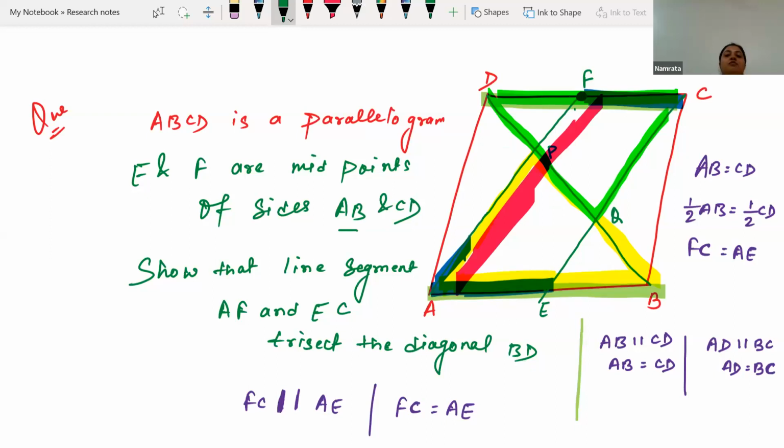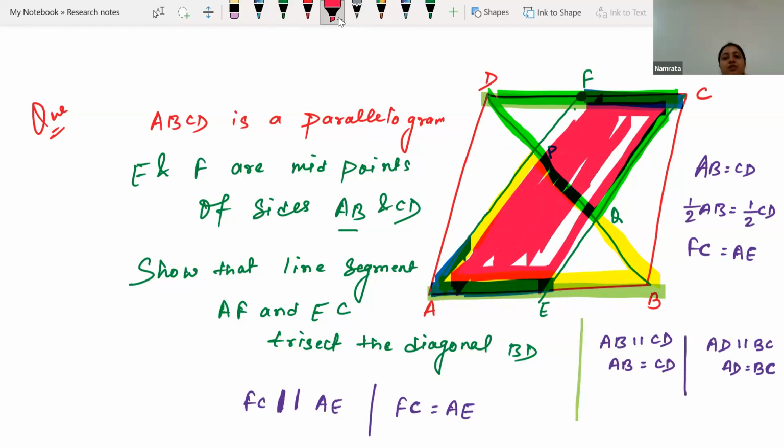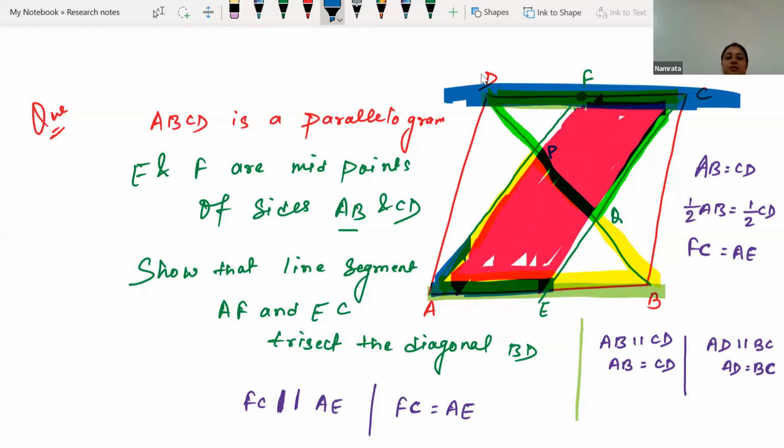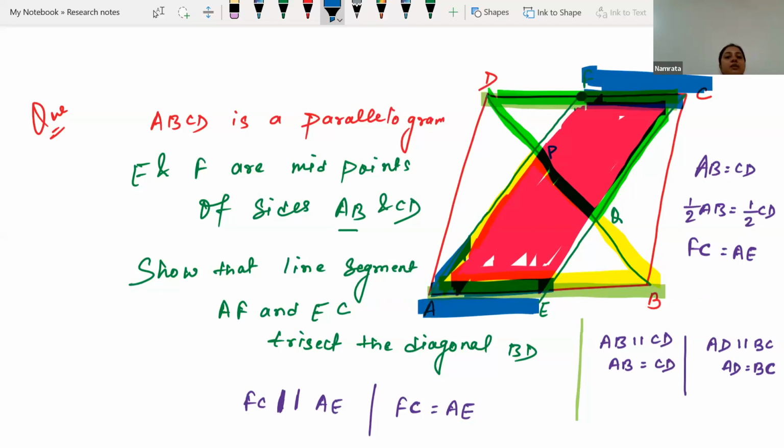Okay. To prove it, first thing first, we will be proving that this red portion is a parallelogram. How will we do so? Since we already know that this blue and this blue are parallel, obviously the parts of them will also be parallel. That means this much part and this much part will also be parallel.